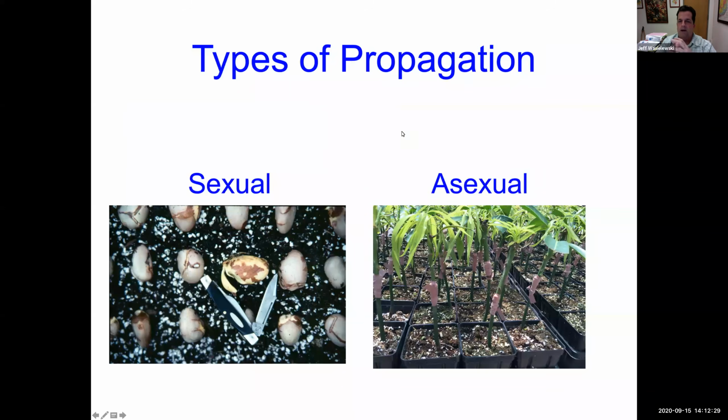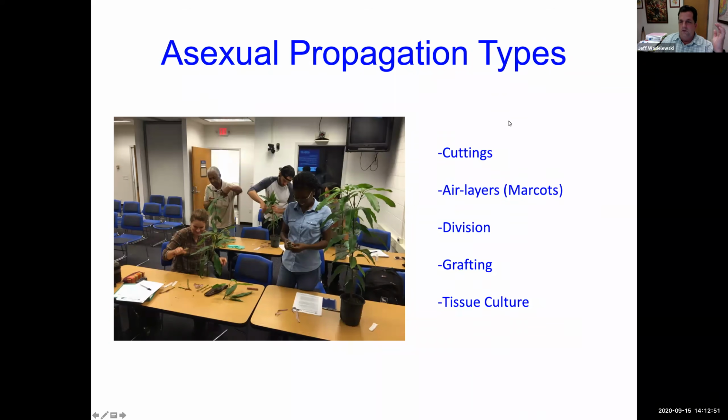Okay, I talked about this a little bit, types of propagation, sexual versus asexual. Sexual is just from seed, that's all that means. And from seed, you don't get a clone of the parent. Asexual is grafting, air layering, cuttings, division, and you get a clone of the parent. So here we have what I just talked about, the types, cuttings.